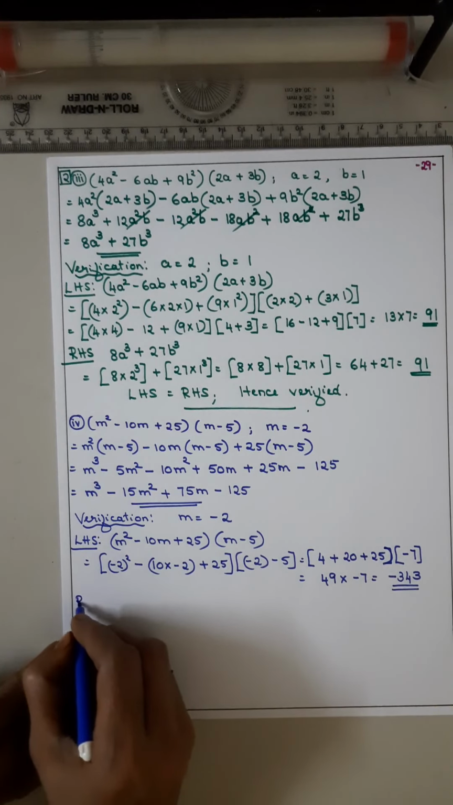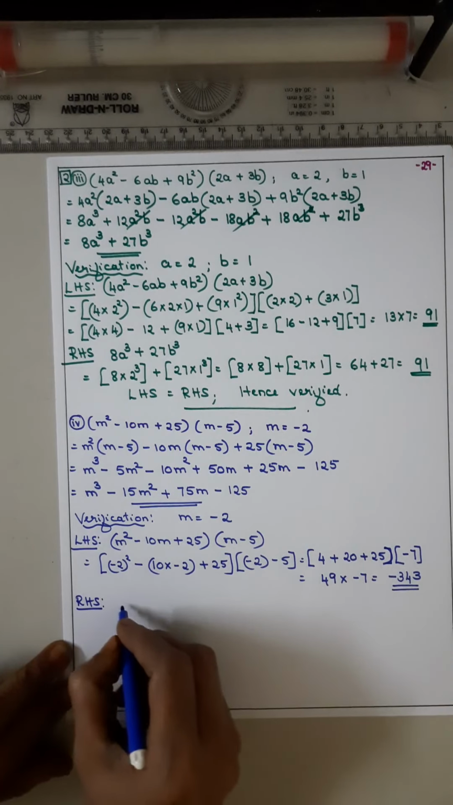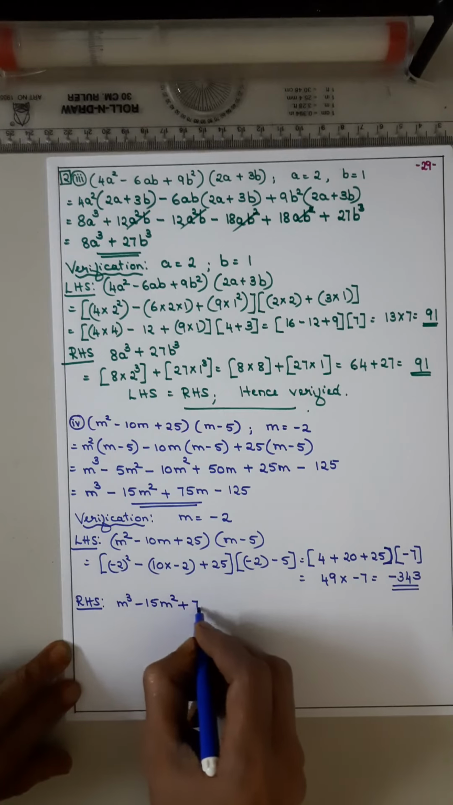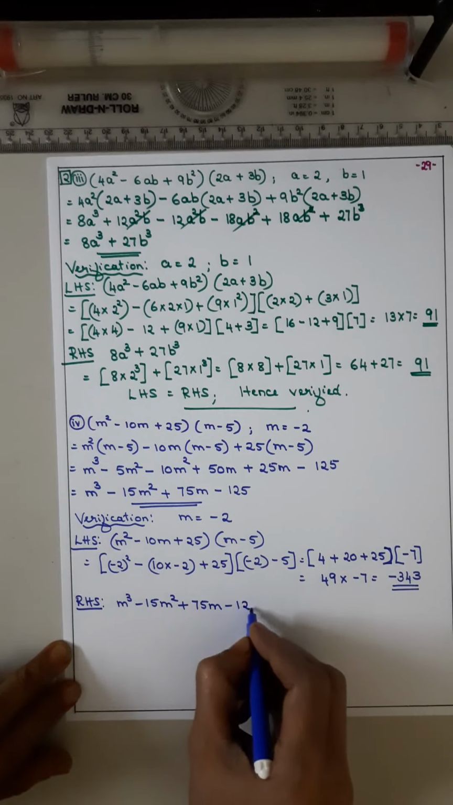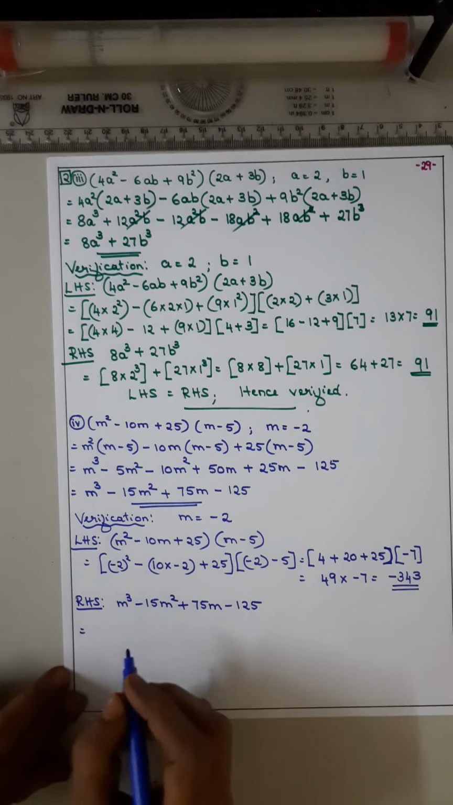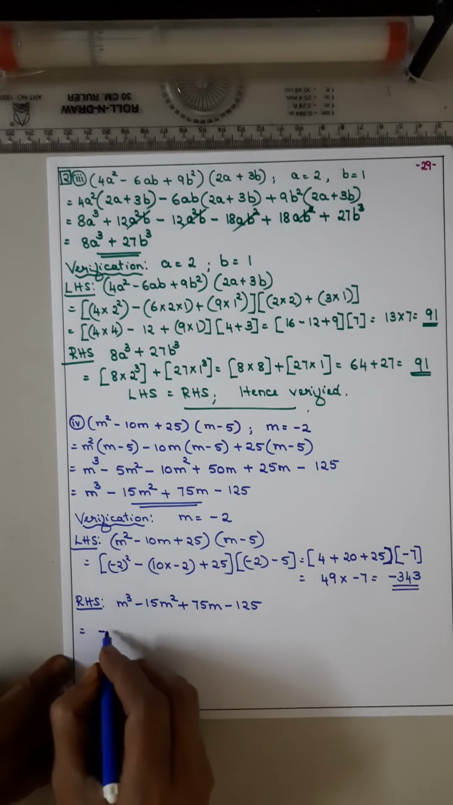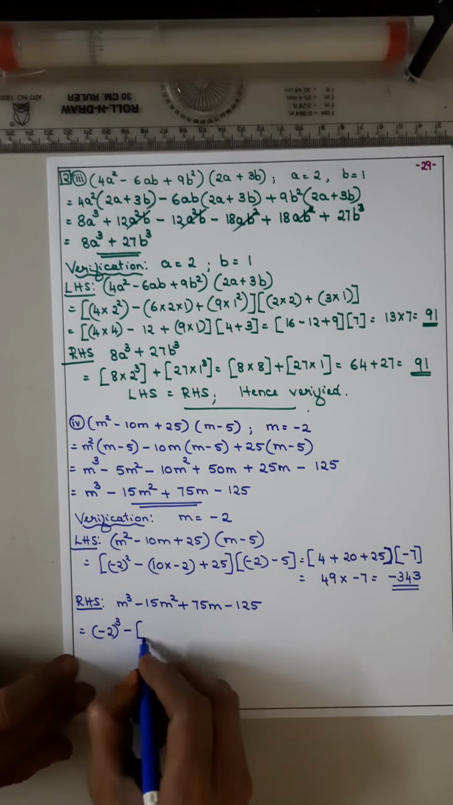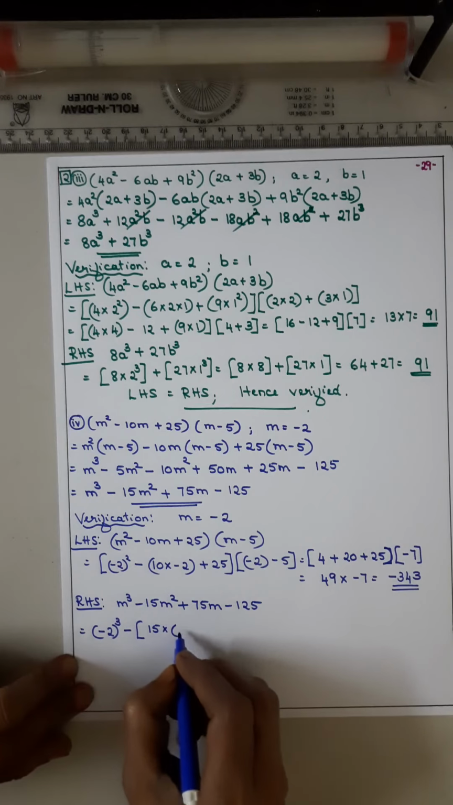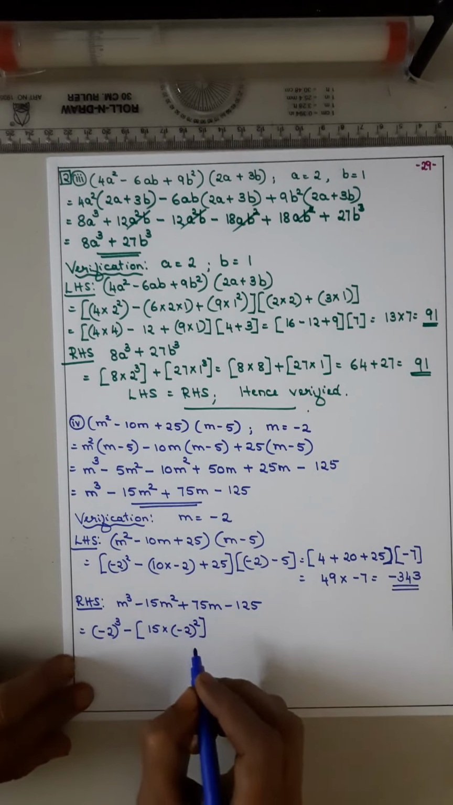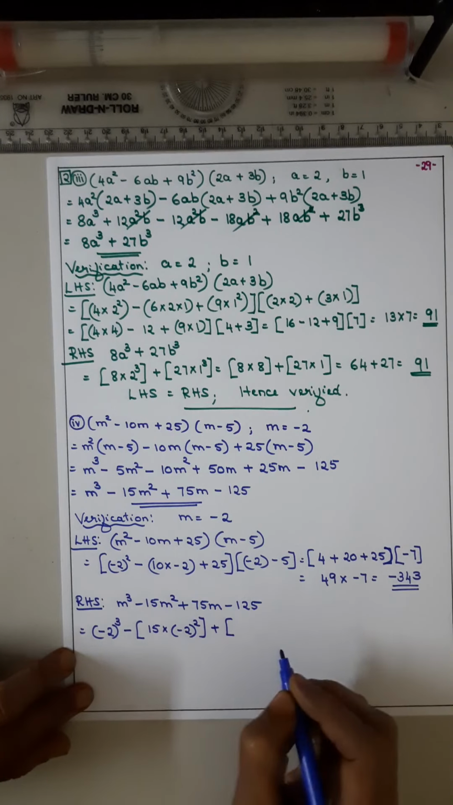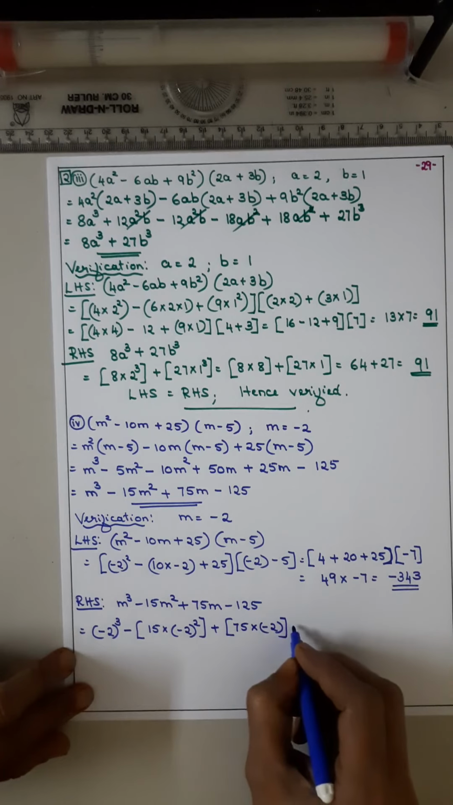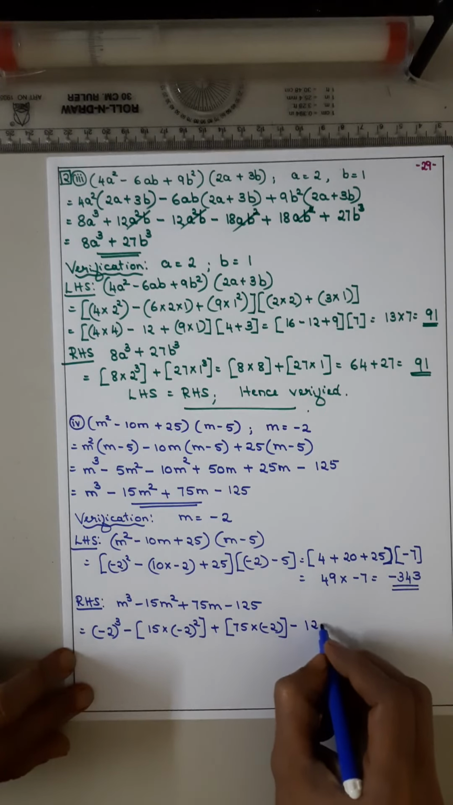Now coming to RHS, it is m cube minus 15m squared plus 75m minus 125. M cube means it is -2 cube, then minus 15 into -2 squared, then plus 75 into -2, minus 125.